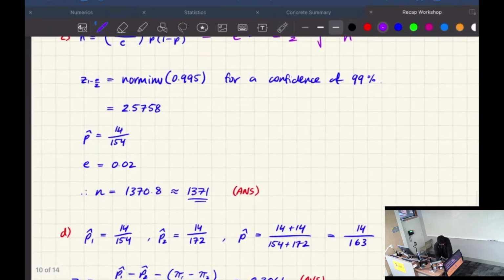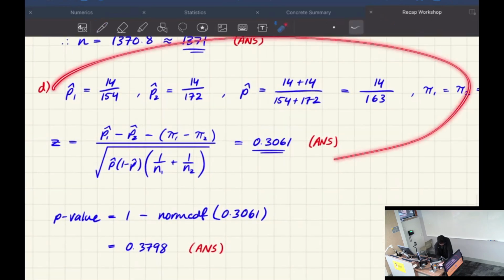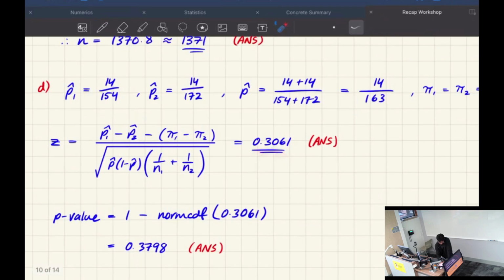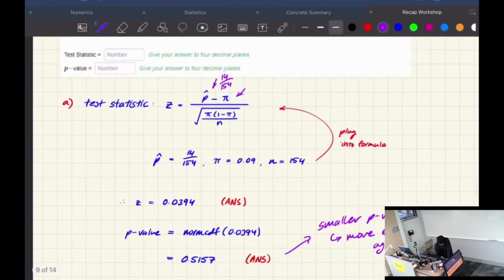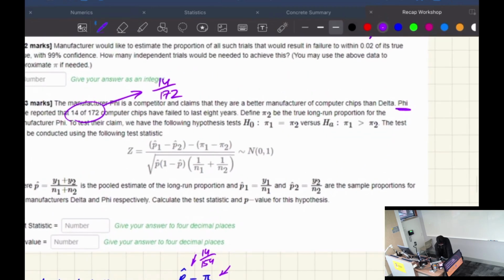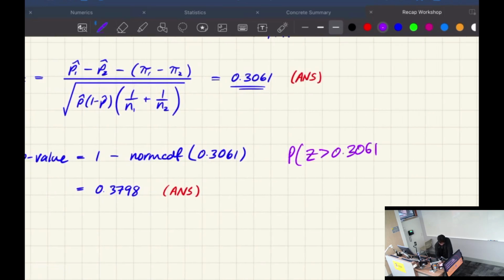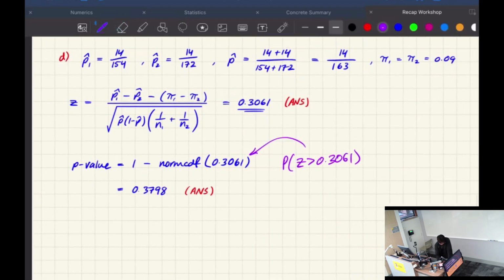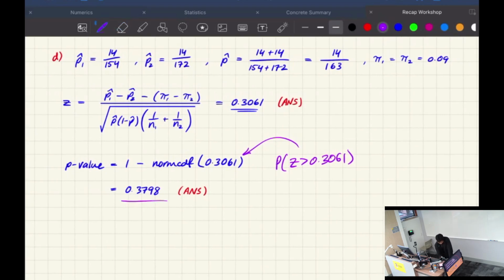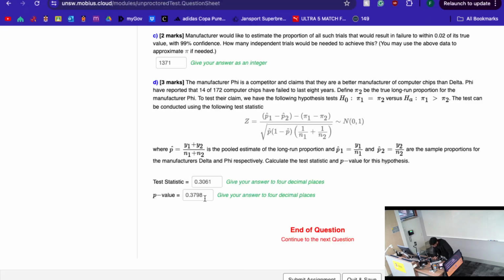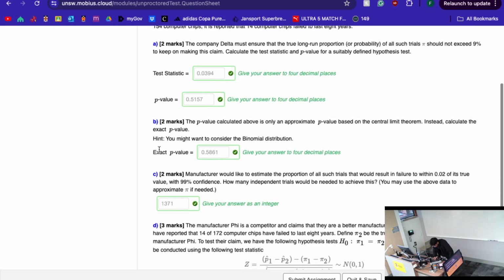So what I've done, I've substituted all these values in here. We get a test statistic of 0.3061. And the p-value that they're trying to find is for p1 greater than p2. So we're trying to essentially find the probability of z being greater than 0.3061, which is given by this on MATLAB. So our final answer we get to be this. I think it's the same answer. Yeah, it is. Check it real quick.